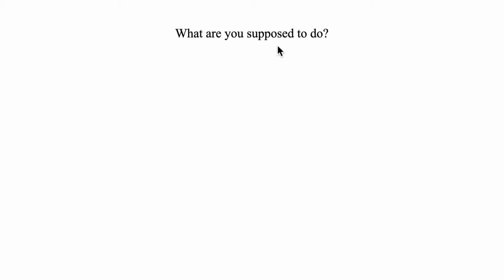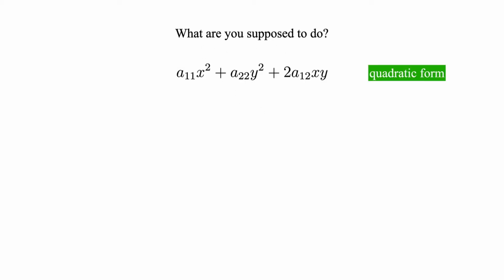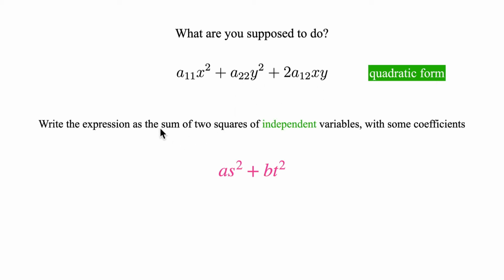And what are we supposed to do in this situation? We get a quadratic form in two variables, and we are supposed to rewrite this expression as the sum of two squares of independent variables s and t, and these variables s and t will depend on x and y in one way or another. You will see examples for this. And a and b are just some coefficients.